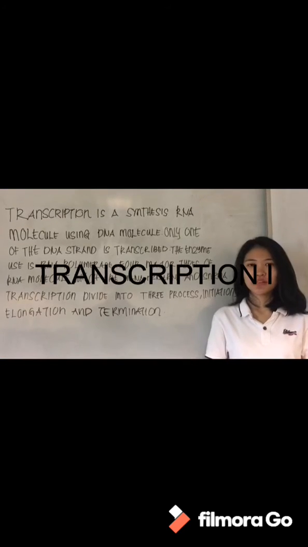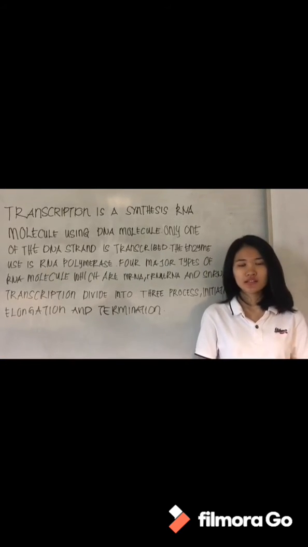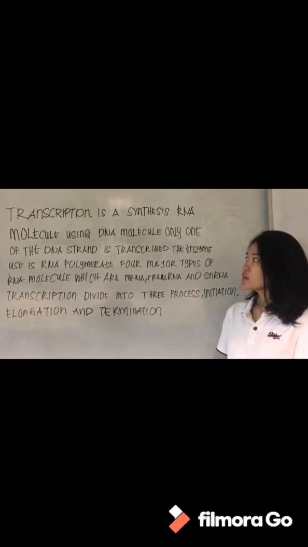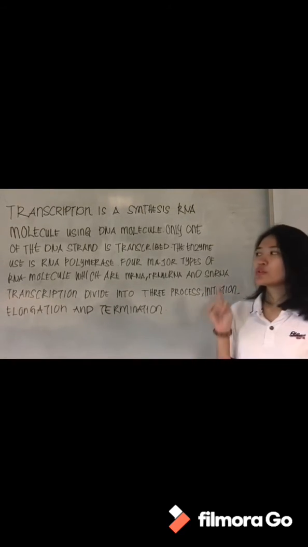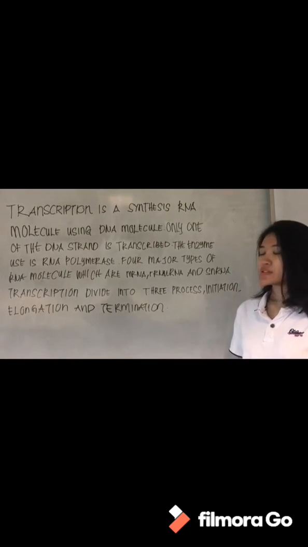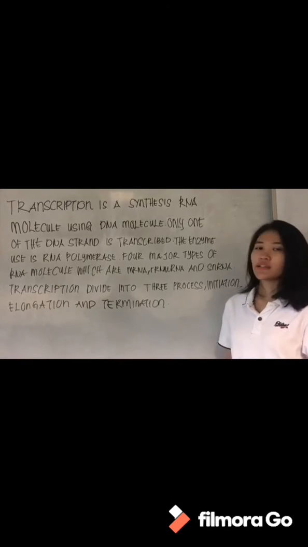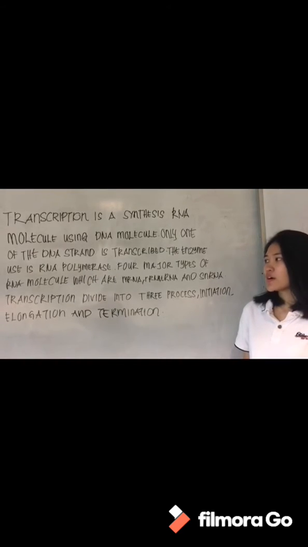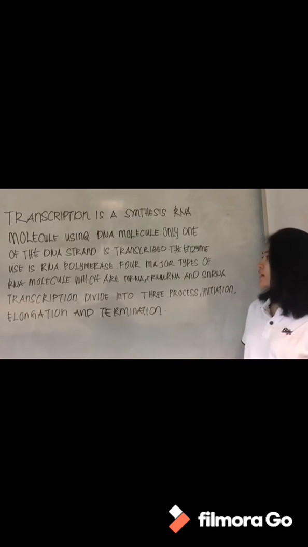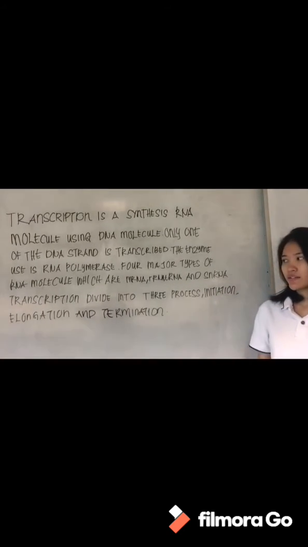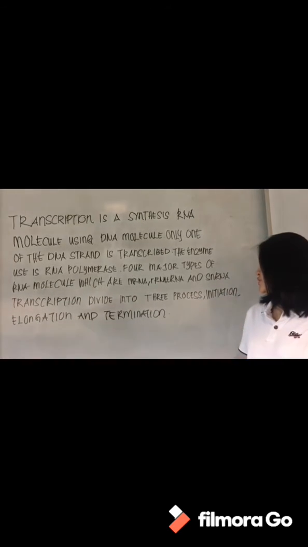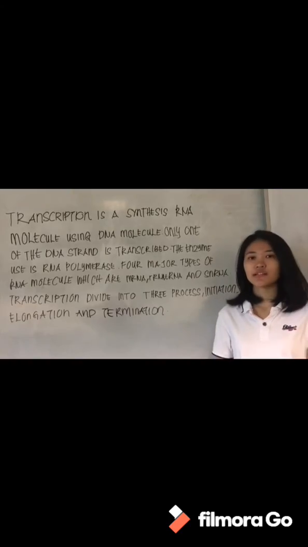So I will explain about transcription. What is transcription? Transcription is the synthesis of an RNA molecule using a DNA molecule. Only one DNA strand is transcribed. The enzyme used is RNA polymerase. There are four major types of RNA molecule, which are mRNA, rRNA, tRNA, and snRNA. Transcription is divided into three processes, which are initiation, elongation, and termination.